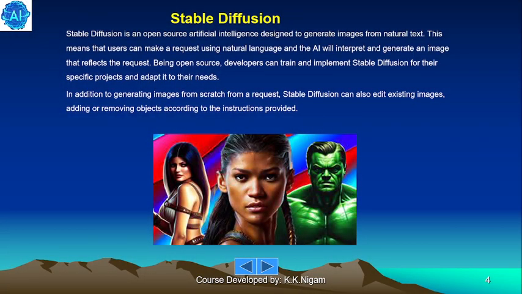Stable diffusion is an open-source artificial intelligence designed to generate images from natural text. This means that users can make a request using natural language, and the AI will interpret and generate an image that reflects the request. Being open source, developers can train and implement stable diffusion for their specific projects and adapt it to their needs. In addition to generating images from scratch from a request, stable diffusion can also edit existing images, adding or removing objects according to the instructions provided.